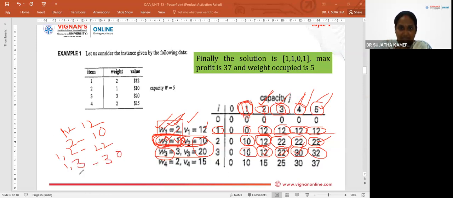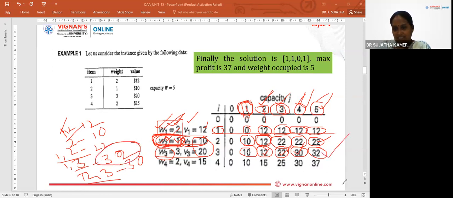I can place the 3 objects. Sorry, I can place the first object and third object, which gives a profit of 32. I can place the second object and third object, which gives a profit of 30. Now, out of all these, first object, second object alone, 1 and 2, 1 and 3, and 2 and 3, 32 is the maximum profit. So we are selecting 1 and 3, right?